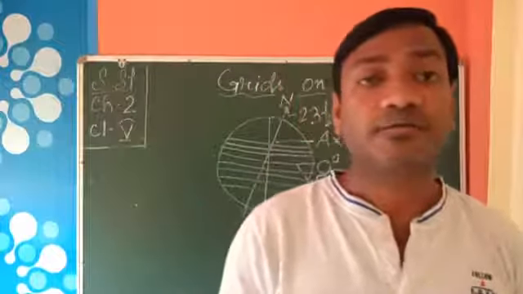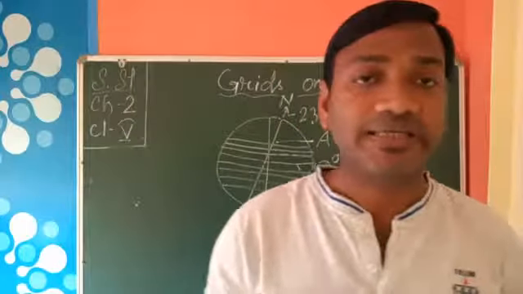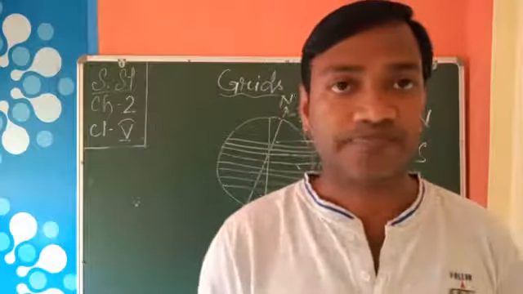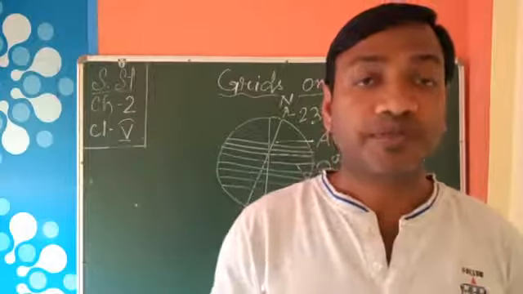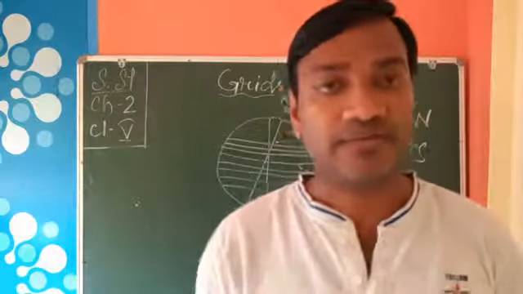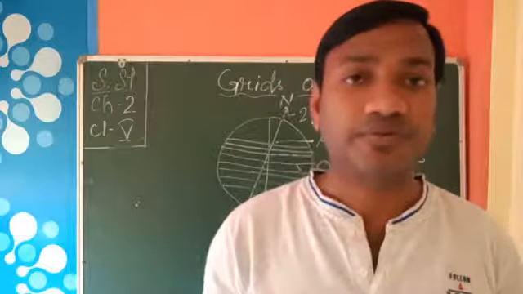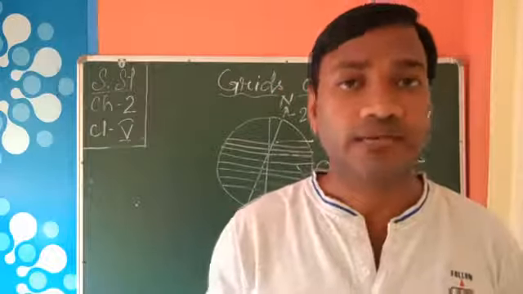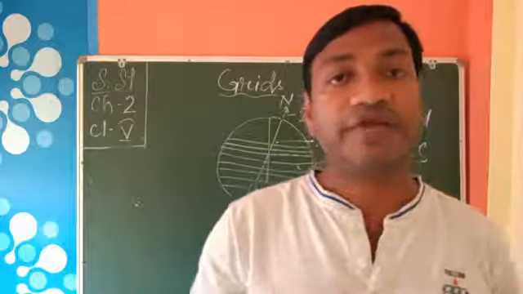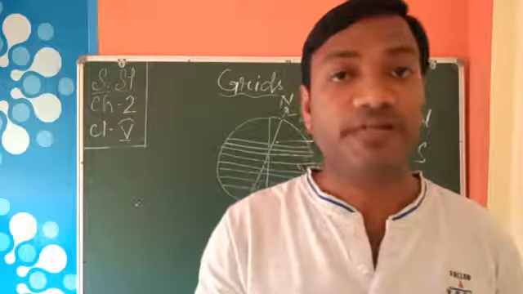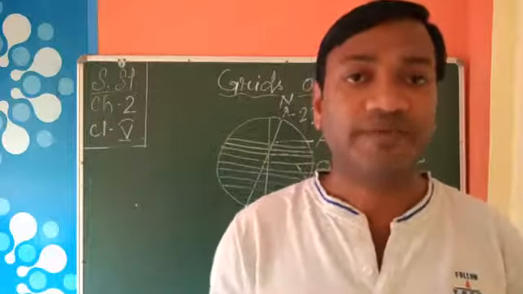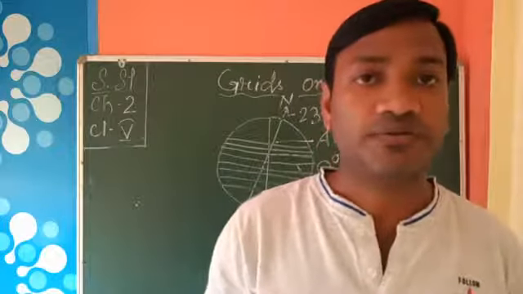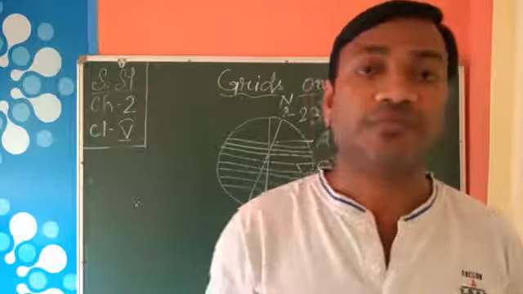Students, longitudes we will discuss in our next class, but up to latitudes, you watch the video and try to understand what latitudes are, how many latitudes there are, then 23 and a half degree north, 66 and a half degree north, then 23 and a half degree south, 66 and a half degree south, and what each is called. So try to understand, watch the videos.